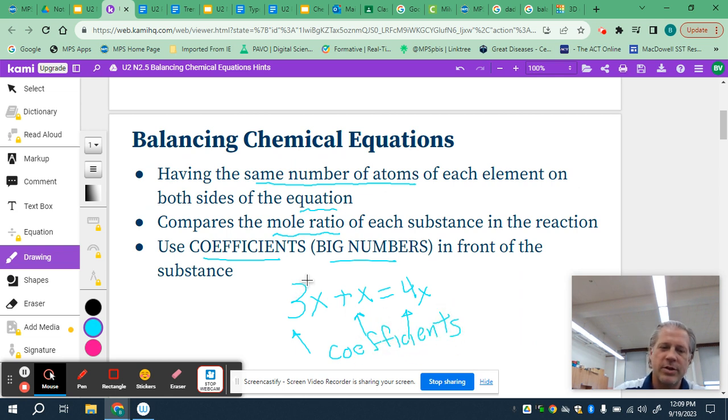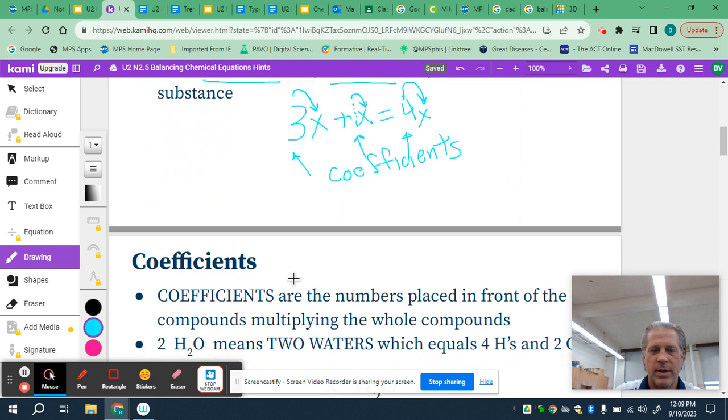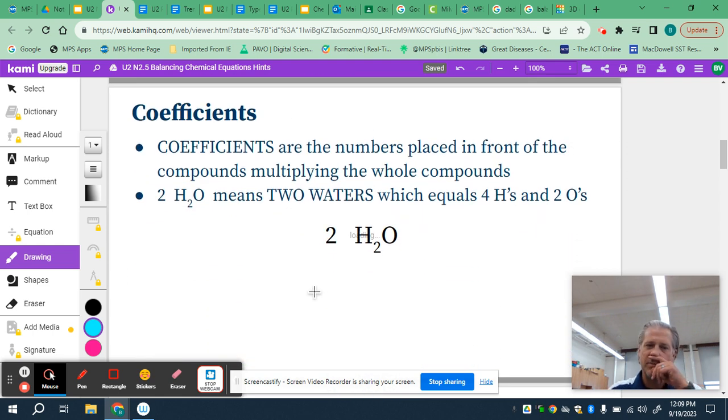And remember, just like in math class, the coefficients multiply by what is behind it. So it's 3 times x, or it's 1 times x, or it's 4 times x. Okay, so that's how we balance chemical equations. So here we go.